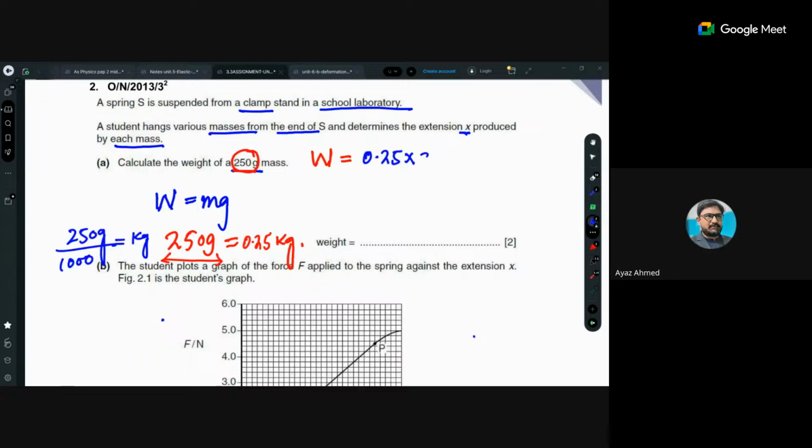0.25 multiplied by the value of g, which is 9.81, simply 9.8. So what will be the answer? Sir, where did this 9.8 come from? Actually, this was 10 before. Before we were using 10, but the instructions now are to use 9.8. 9.8 is your value of g. Where is it given? This one, this is the gravitational acceleration.